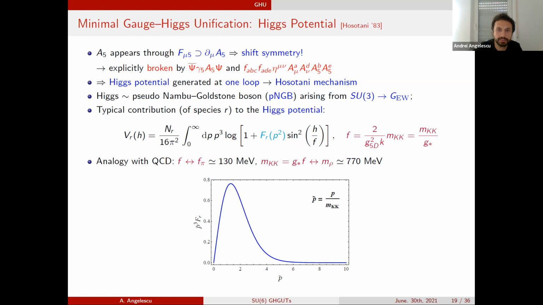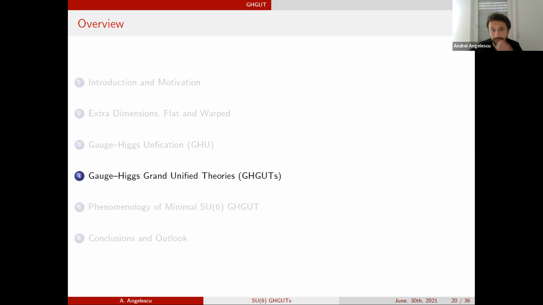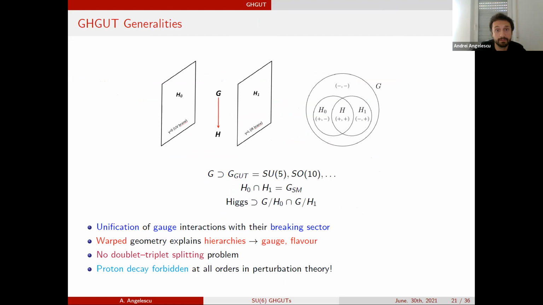Okay. So now going again one step further to Gauge-Higgs Grand Unified Theories, where the idea is exactly the same as in simple Gauge-Higgs unification, but now your bulk gauge group has to include also a grand unified group such as SO(5), SU(5) or SO(10), and even more than that because you also have to somehow fit the Higgs in this large group. And the nice features of these models are that you achieve some unification between the gauge interactions and the electroweak symmetry breaking, which is theoretically very appealing.